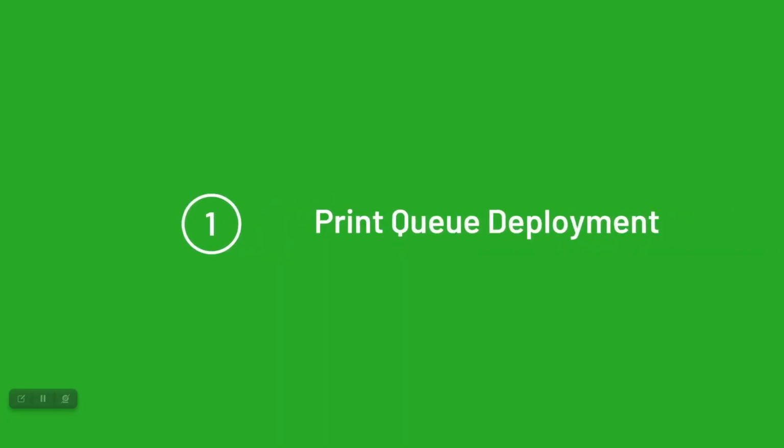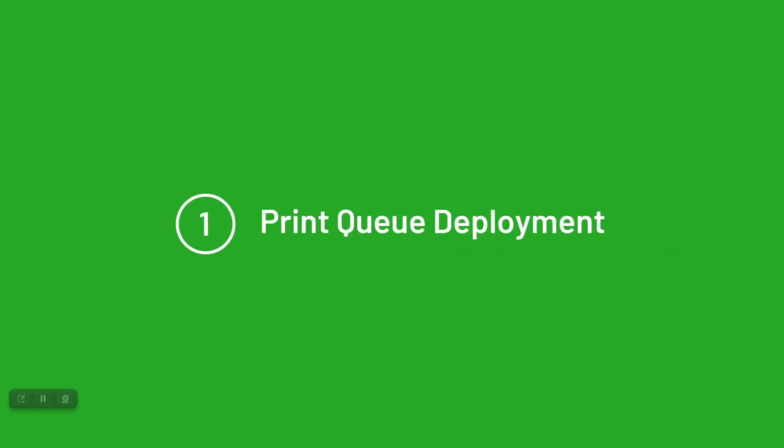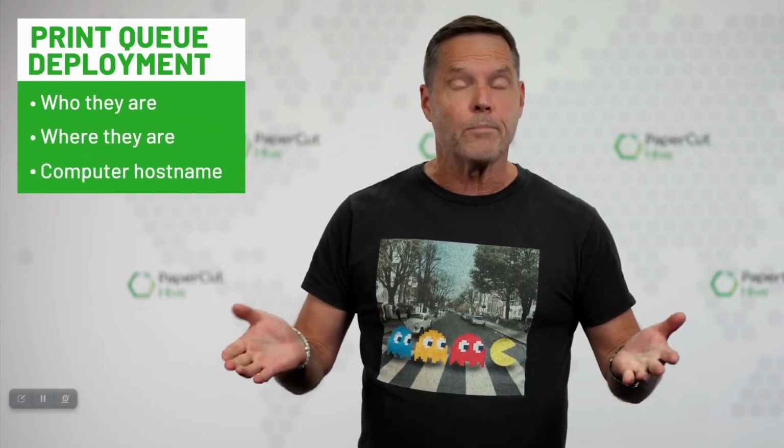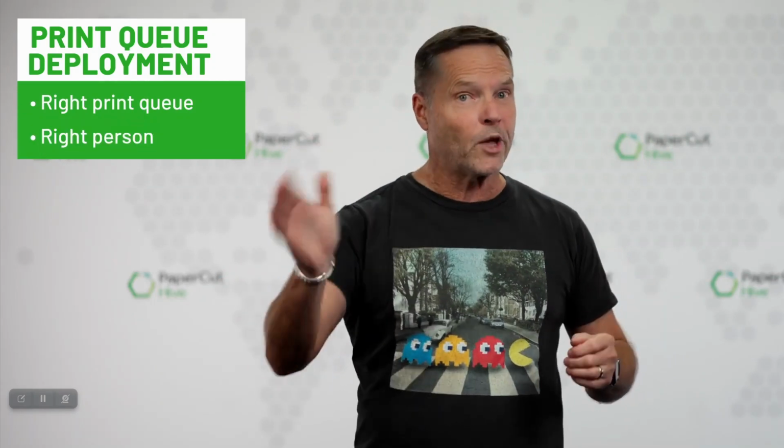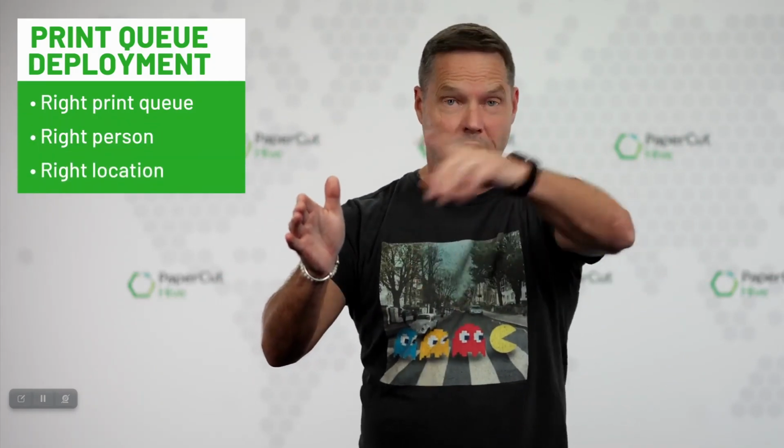We'll start with print queue deployment. Papercut Hive's print queue deployment feature lets admins deploy direct and find me print queues to users based on who they are, their location, or their computer hostname from, wait for it, the cloud. Just like Print Deploy in Papercut MF, it will ensure that the right print queue is available to the right person in the right location.